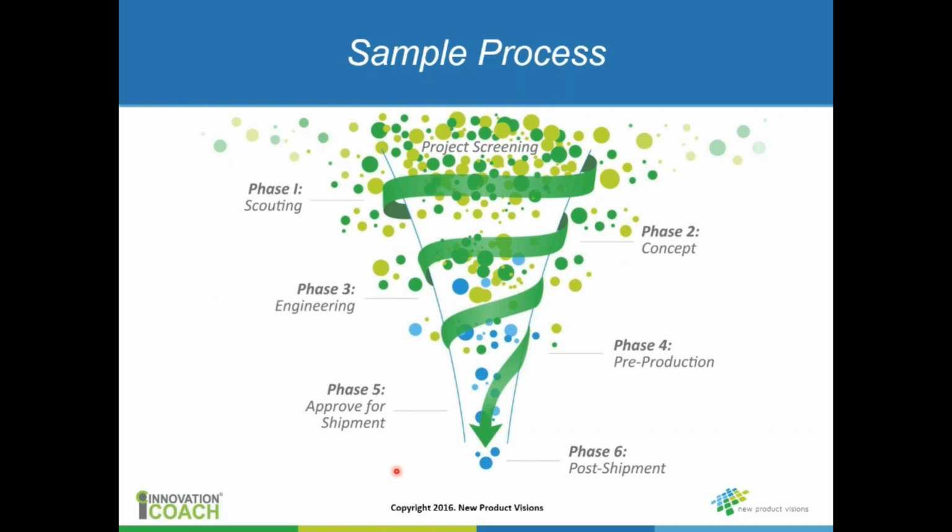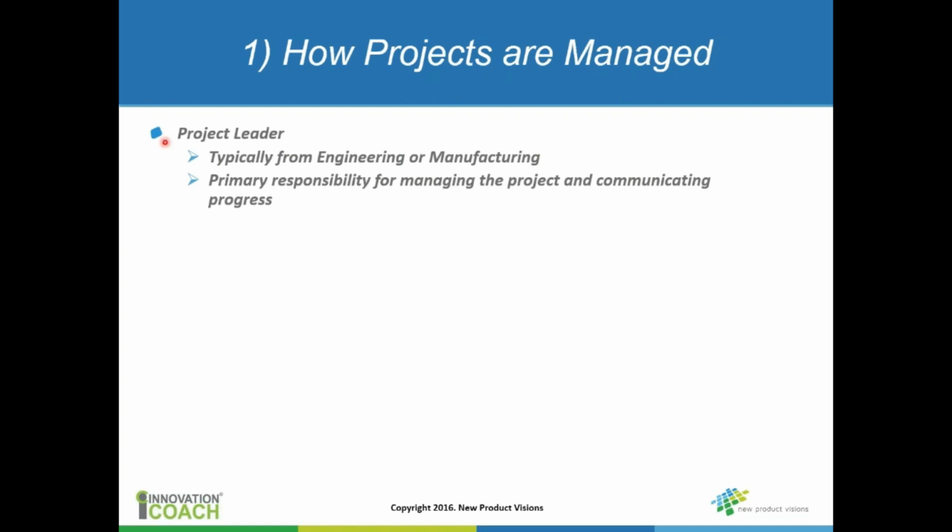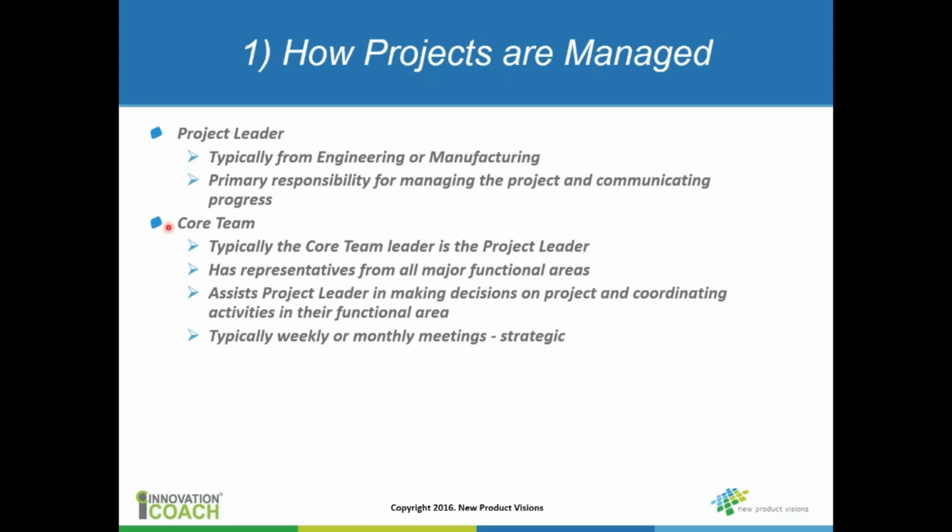But before I go through the process, I want to touch on 6 overarching topics that relate to the phase gate process. And one is thinking about how projects are managed. Typically this is going to be part and parcel of the documented process. Typically you'll have a project leader. That's usually going to come from engineering or manufacturing, depending on the type of project. This is the person that's going to be primarily responsible for managing that project, picking the right project management tools, and communicating progress.